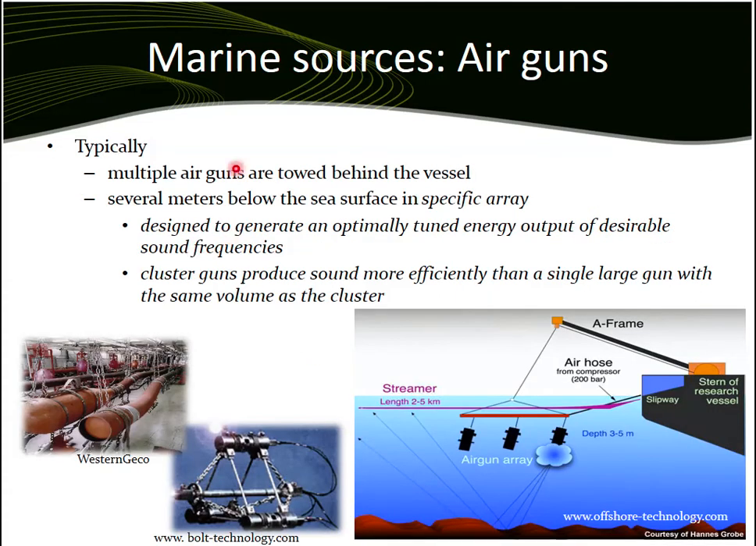Typically, the operation of a marine source air gun requires multiple air guns towed behind the vessel, as shown here, at several meters below the sea level in a specific array of 3 to 6 meters. This is because it is designed to generate an optimal tuned energy output of desirable sound frequency. Moreover, the usage of multiple air guns is for efficiency and quickly recoverable explosion.